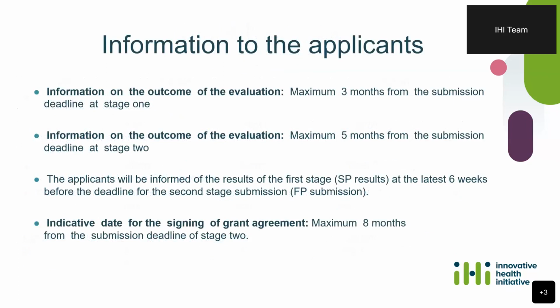But of course, the applicants will be informed of the results of the first stage, meaning the short proposals, at least 6 weeks before the deadline of the second stage. And 6 weeks is to give enough time for the winning consortium to merge with the industry consortium and prepare the full proposal. The winning consortium will be requested to sign the grant agreement a maximum of 8 months from the submission deadline at stage 2.